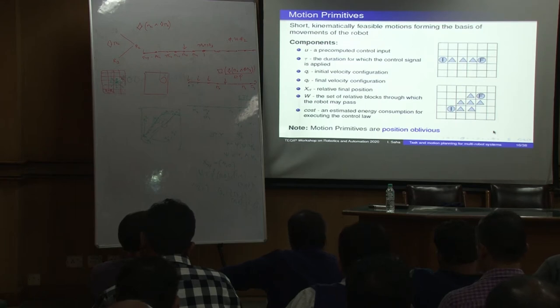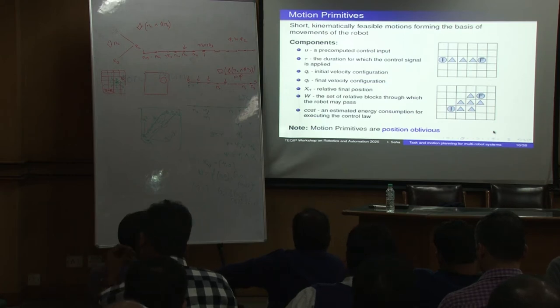And also, each motion primitive has some cost. When this primitive is getting executed, it's solving a control problem. Of course, it has to apply some control input, so how much energy is spent to execute that motion primitive is captured in the notion of cost. So maybe for this motion primitive the cost will be more, for the other motion primitive the cost will be less.